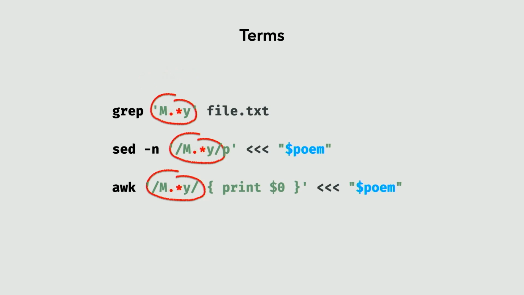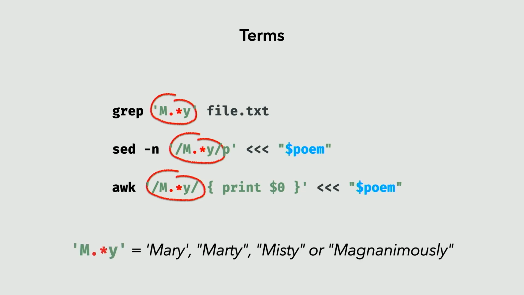And patterns support regular expressions. Here, I've replaced the middle letters with a dot followed by an asterisk, which means 0 or more characters. Now my pattern might match Mary, Marty, Misty, or magnanimously. Any single word that begins with a capital M and ends with a lowercase y is going to work.